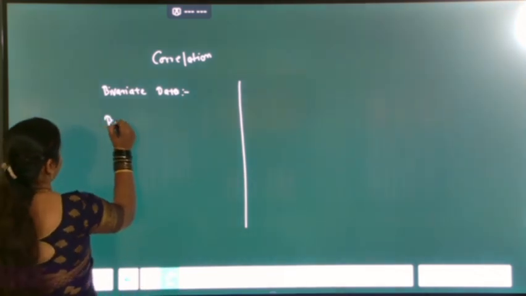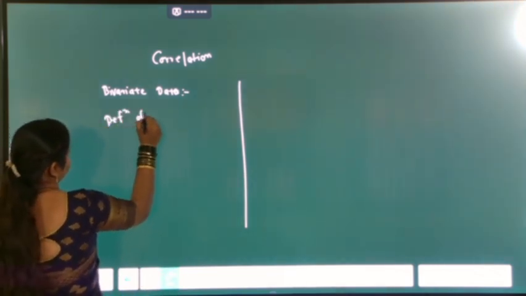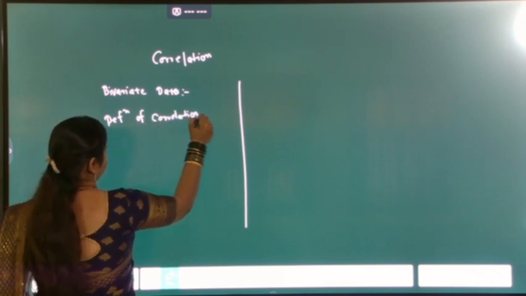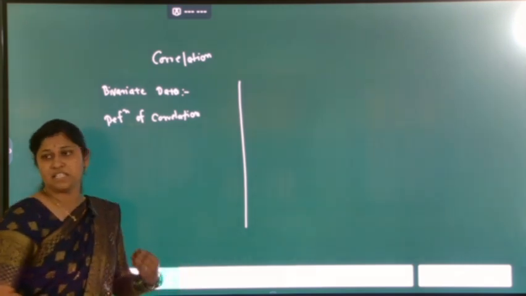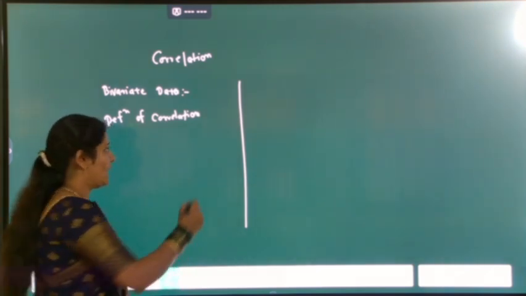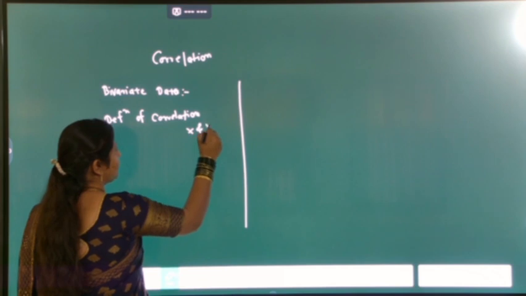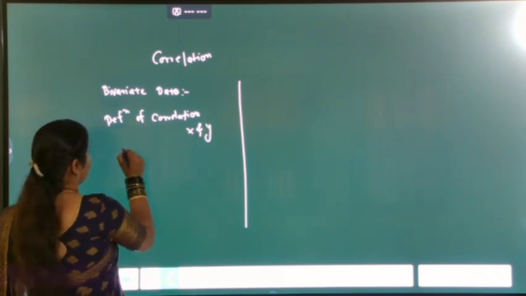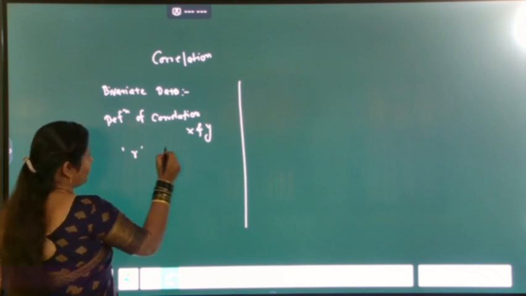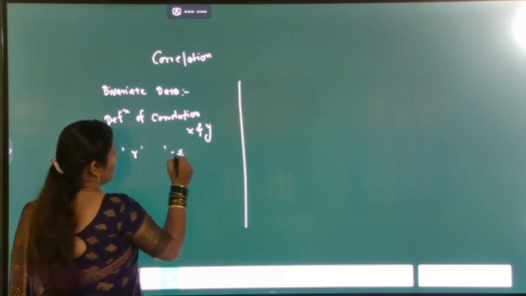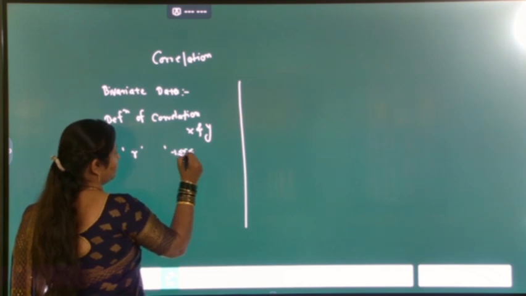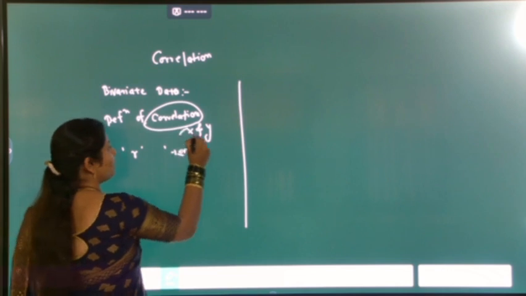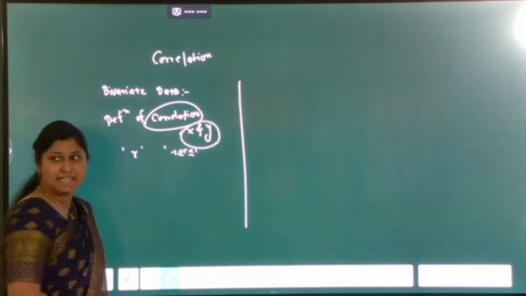Then the definition of correlation. A linear relationship between two variables x and y, which measures the strength, degree and direction of those two variables, is called a correlation. It is denoted by small r and it lies between -1 and 1. In correlation, we check the relation between two variables x and y.